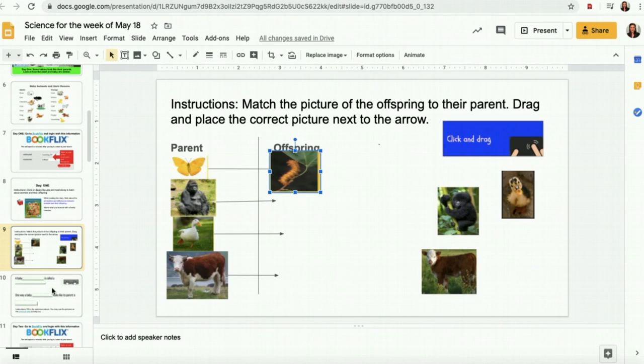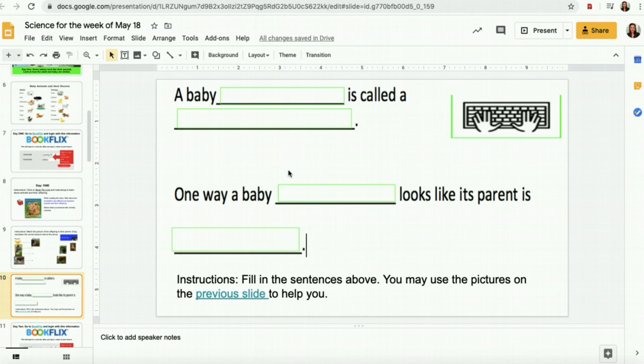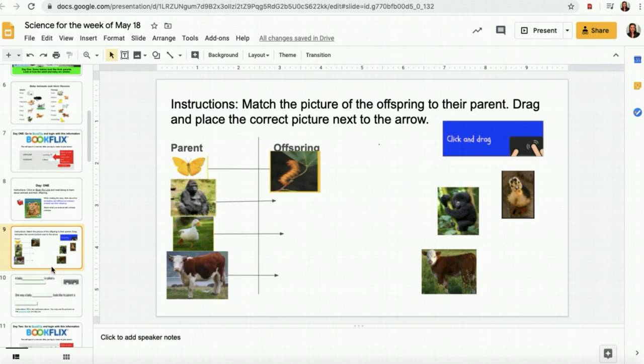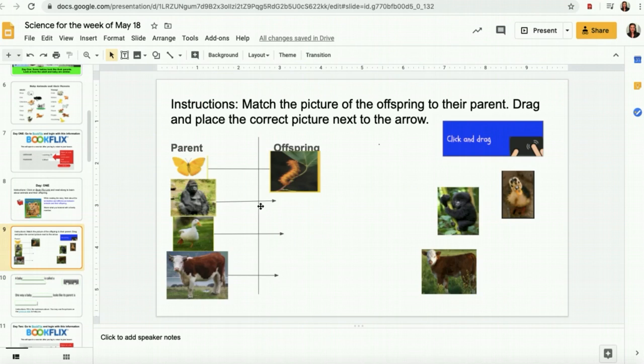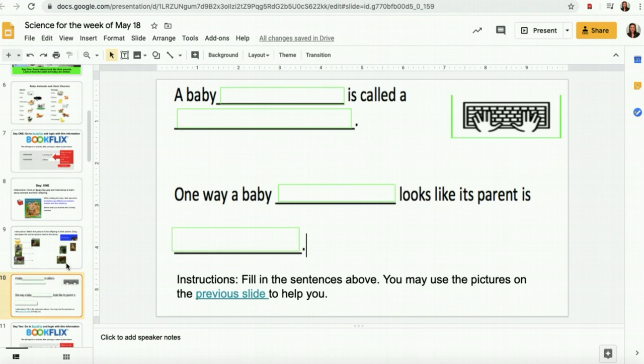And then finally, on slide 10, you're going to fill in the sentences. You can use the pictures on slide 9 to refer to if you need to. So it says, a baby blank is called a blank. So you're going to pick one of the animals. Let's say I'm picking the butterfly. So I might say a baby butterfly is called a caterpillar, right?